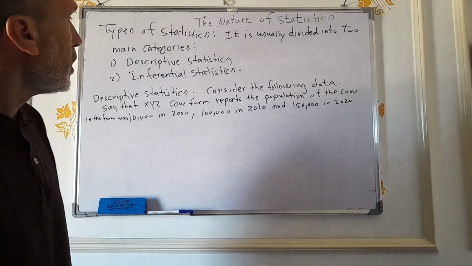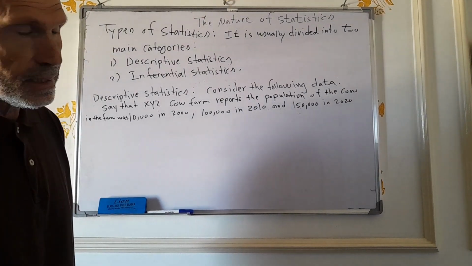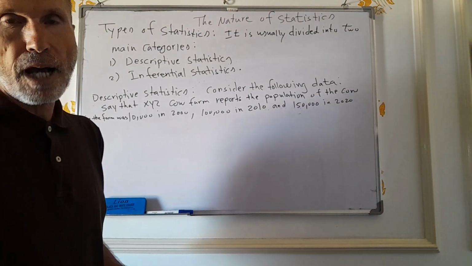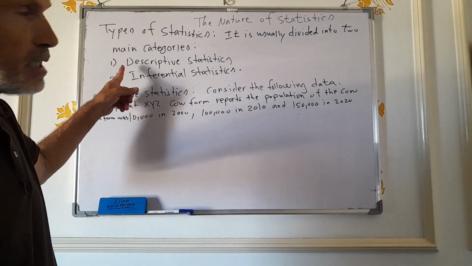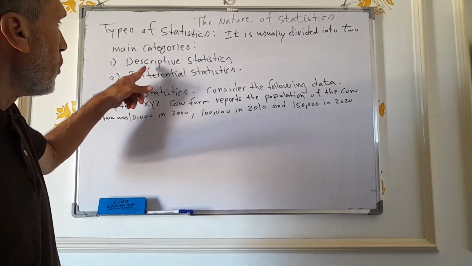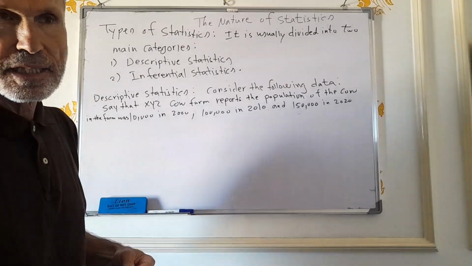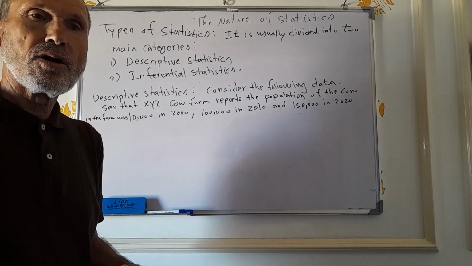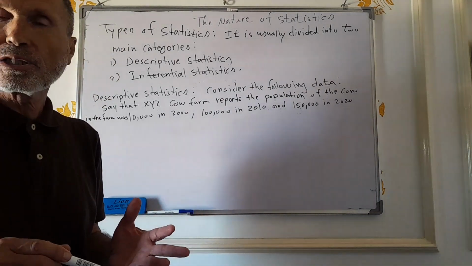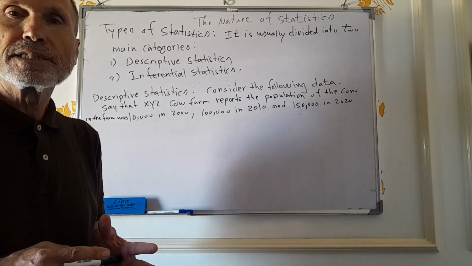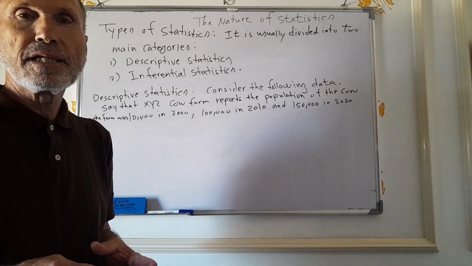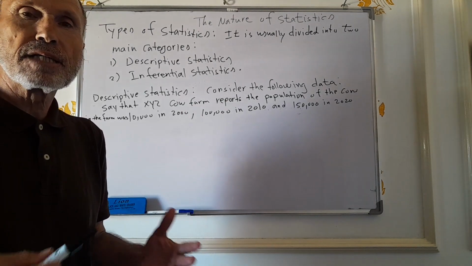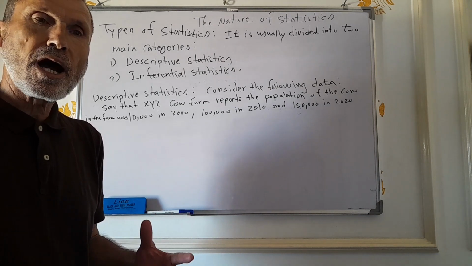Now we move to talk about the types of statistics. As you can see, statistics is usually divided into two main types. We have descriptive statistics and inferential statistics. What do we mean by descriptive statistics? Usually descriptive statistics consists of the collection, organizing, summarizing, and presenting of the data in an informative way.